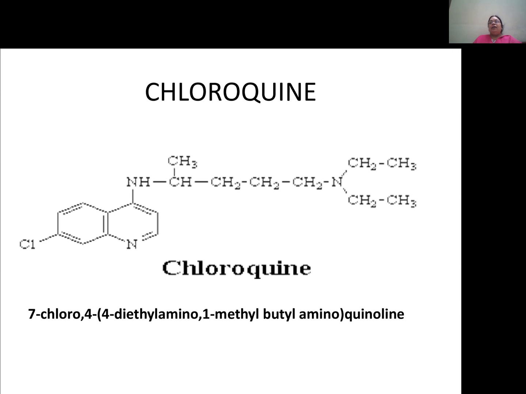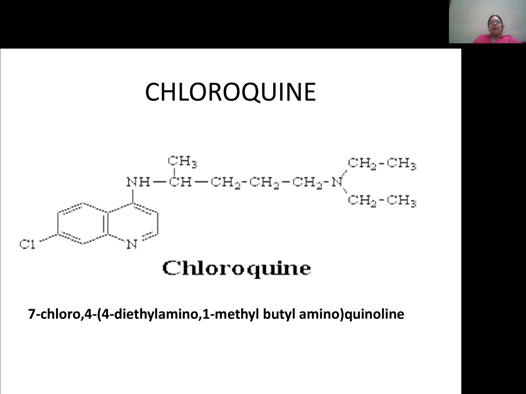Let us see the drugs. The first drug which we are going to see is chloroquine. Now this is the structure of chloroquine, and the chemical or IUPAC name of chloroquine is 7-chloro-4-(4-diethylamino-1-methylbutylamino)quinoline. Now let us see the numbering.